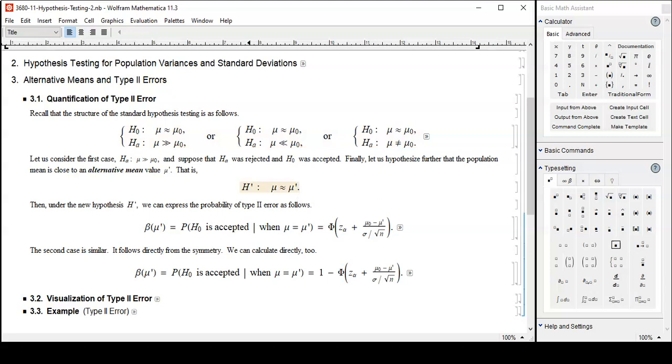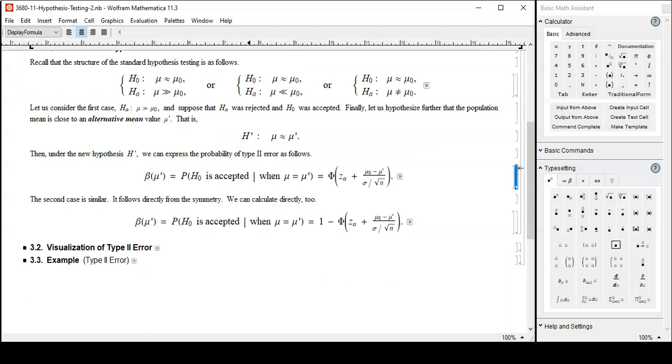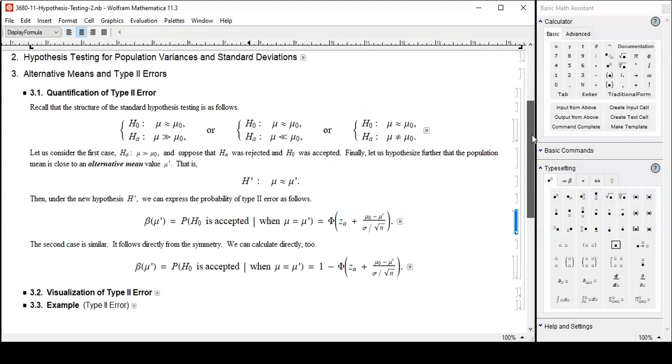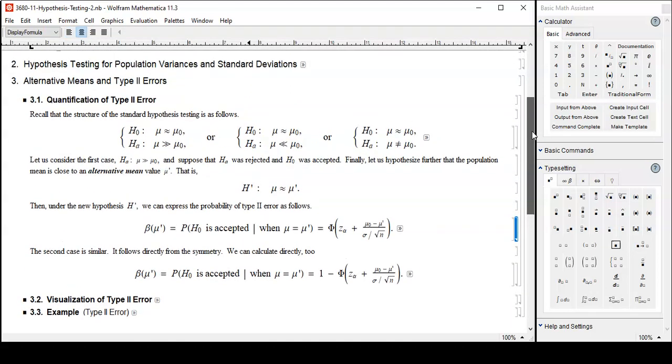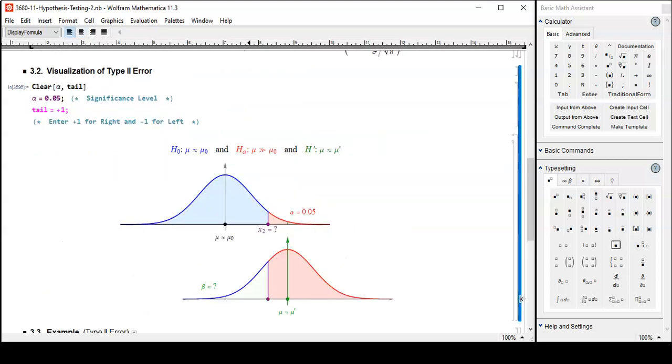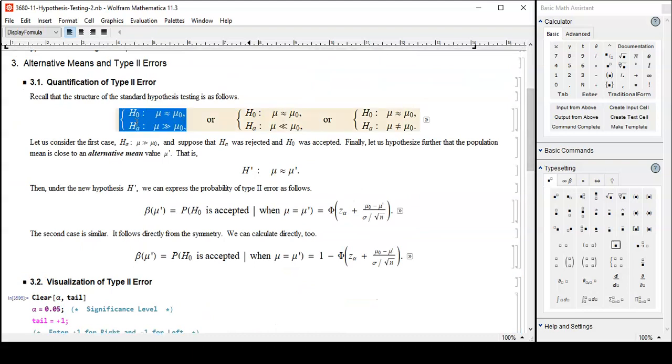In any case, under this new hypothesis, sometimes we can calculate the probability of type 2 error, or the upper bound of it, the beta value. How do we do that? Well, we'll have to do these kinds of computations, but that can wait. Let me try to explain these visually first. Here we go. So this is case 1. Mu is greater than mu 0.